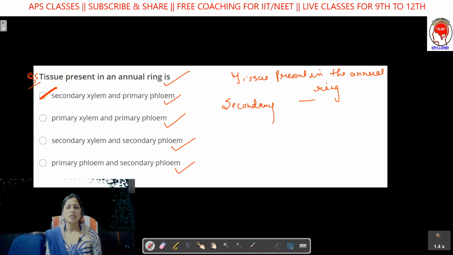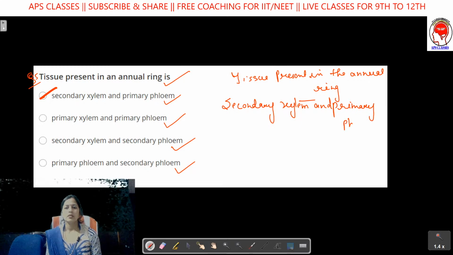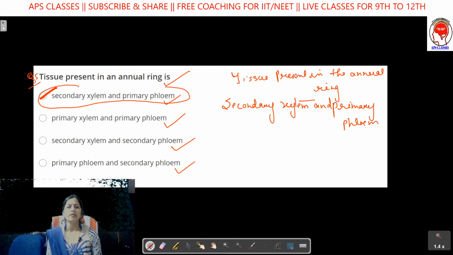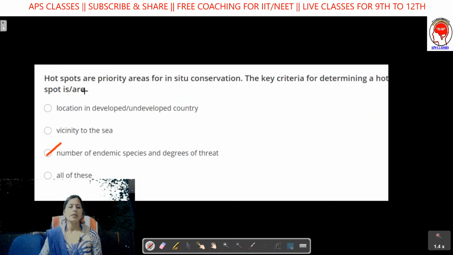So this is the right answer for question number 5. That is, the tissue present in an annual ring is secondary xylem and primary phloem. Next is your question number 6.